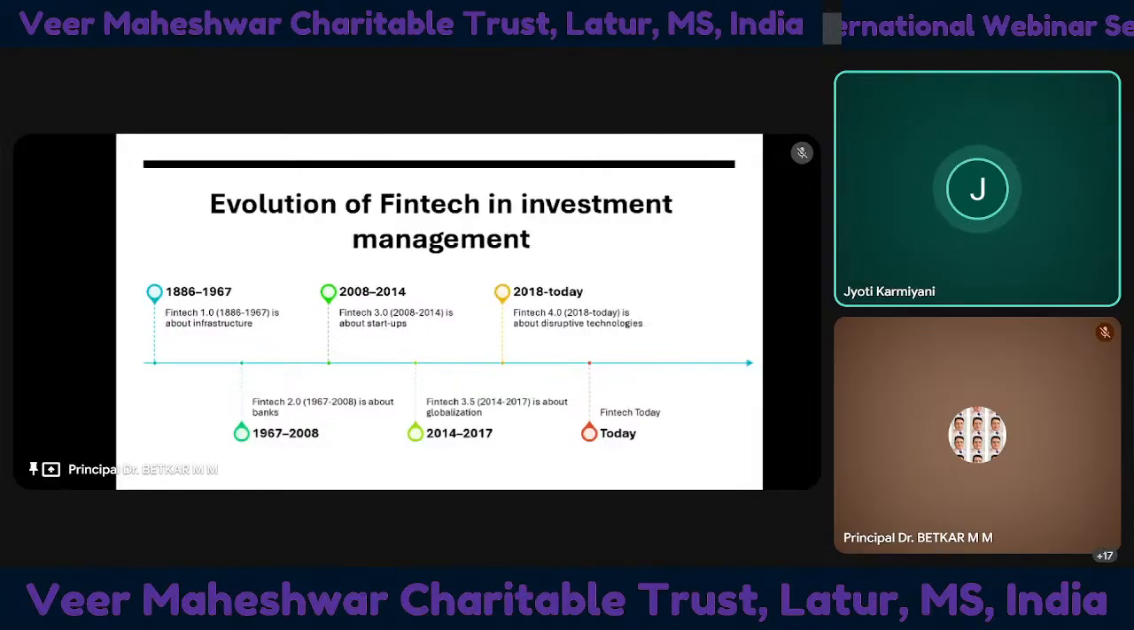The 3.5 version of fintech, from 2014 to 2018, is about globalization, the global expansion of digital banking, and signals a shift away from the Western-dominated financial sector. Then the fourth version of the fintech, from 2018 till today, is about disruptive technology. Future economic duties and innovation are still being driven by open investment and blockchain technology.